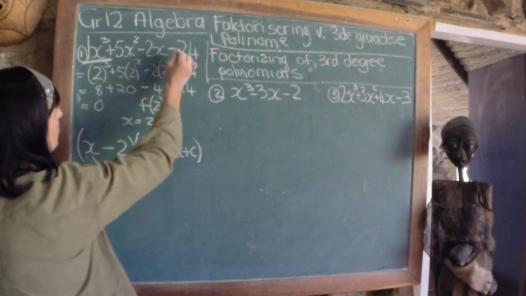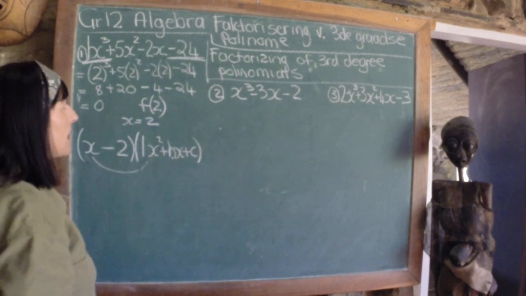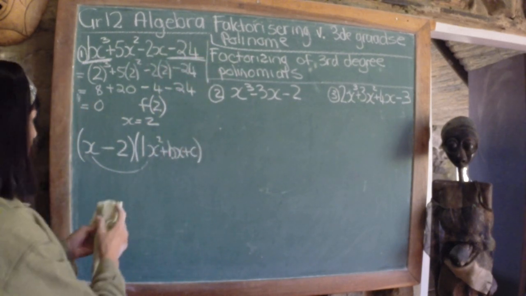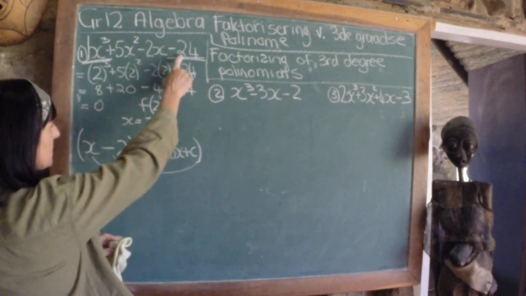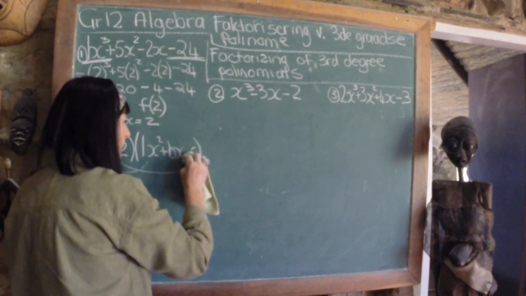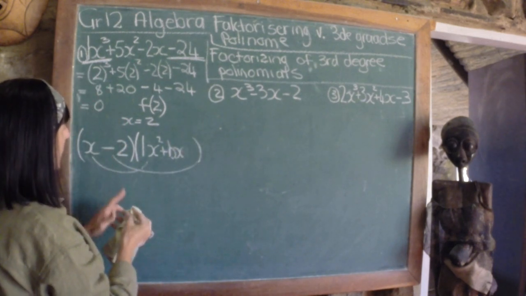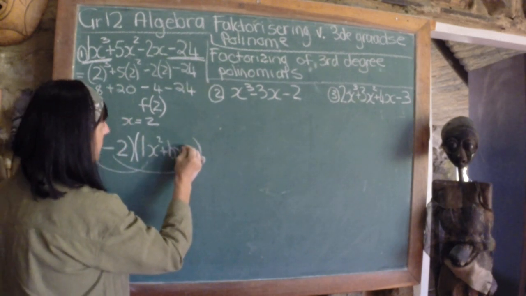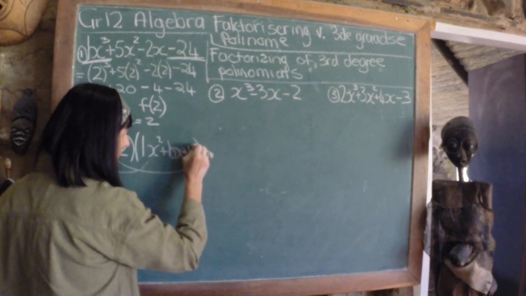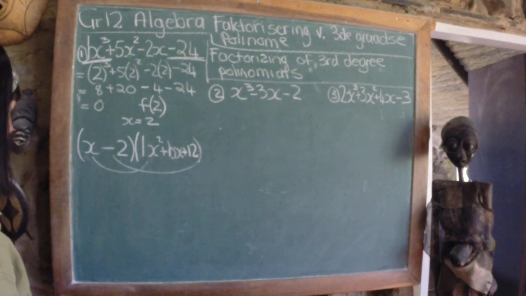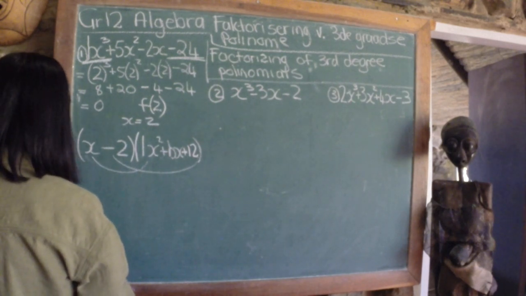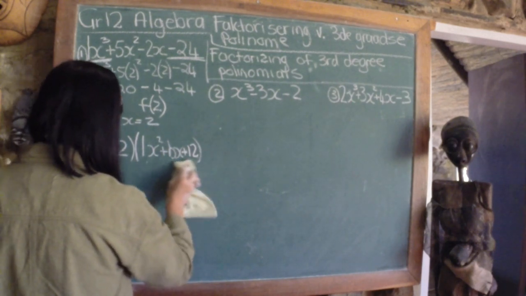I'm starting there at the first term. Dan gaan ons by die konstante, the constant term. So minus 2 times that guy must give me minus 24. So minus 2 maal plus 12 gaan vir my minus 24 gee. Now let's multiply this thing out quickly.